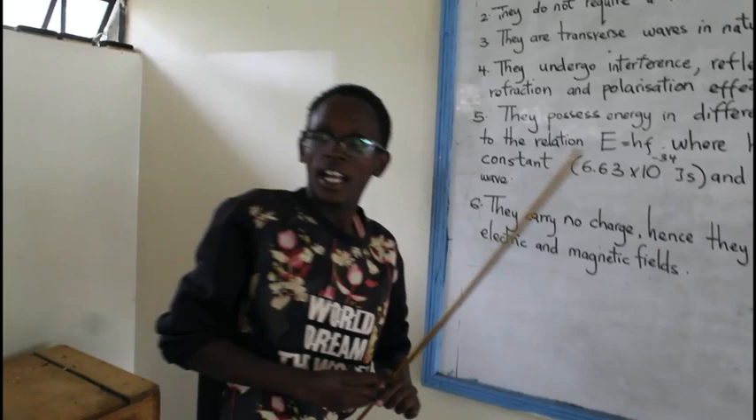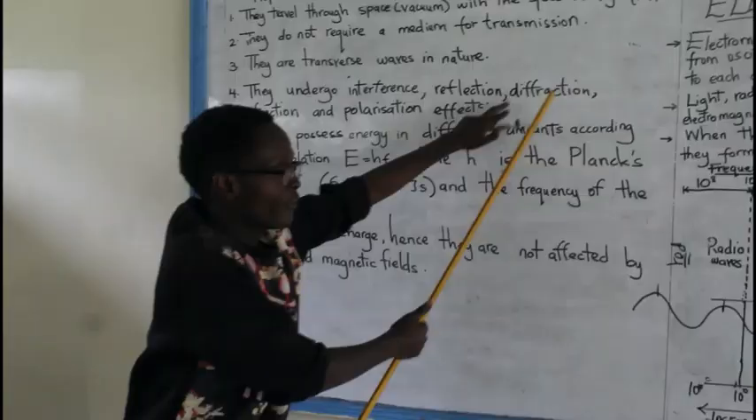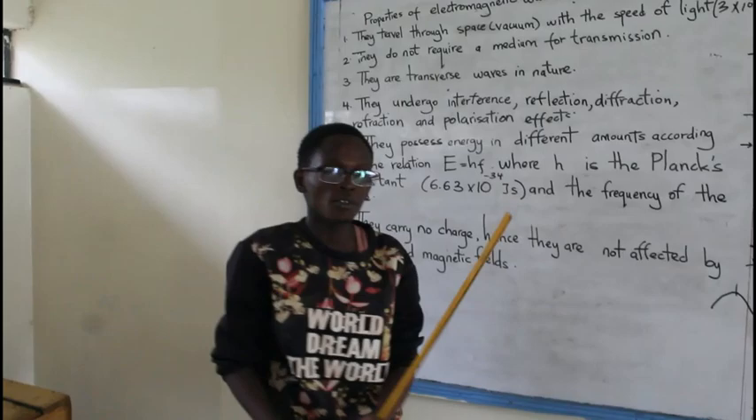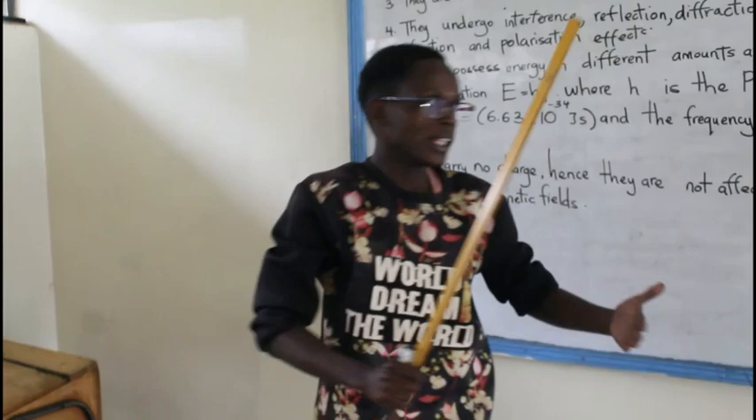And I can give you an example of diffraction. If you take a look at a river flowing, you notice that when the water reaches an obstacle or a stone, it does not flow through the stone. It goes around to the other side of the stone. That's what we refer to as diffraction.